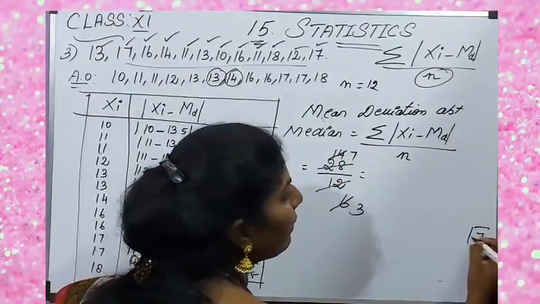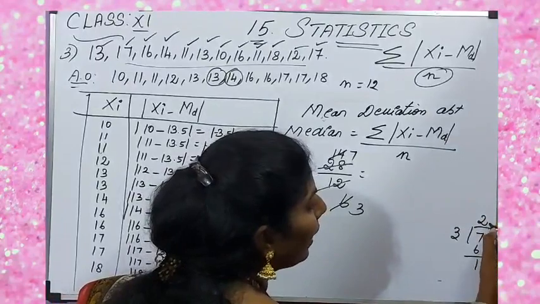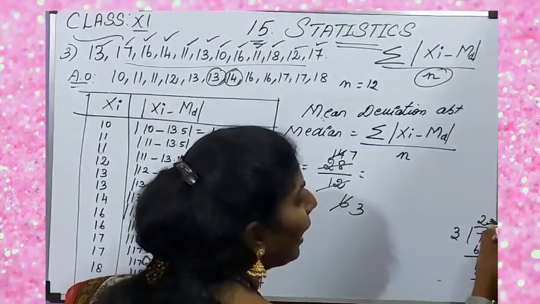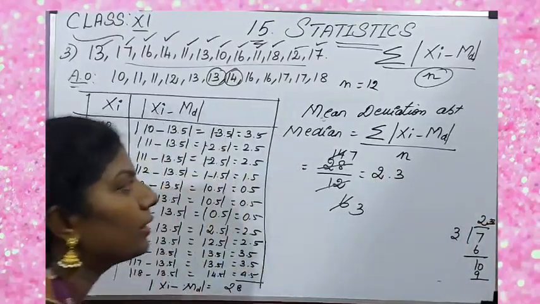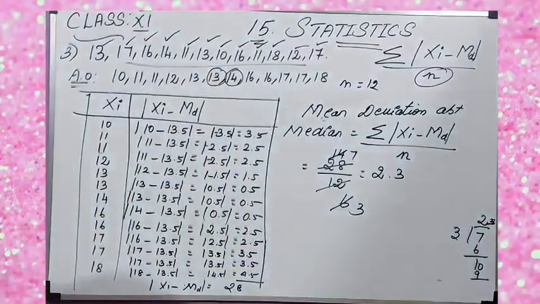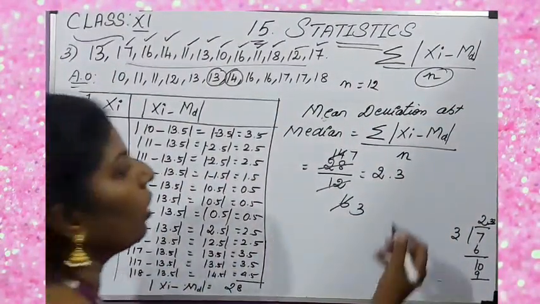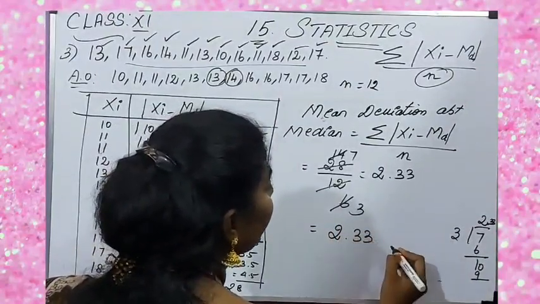So 7 divided by 3. 3 twos are 6, balance 1. 3 threes are 9 and it goes on, 2.333, it goes on. Therefore the mean deviation about the median is 2.333, it goes on. Therefore the value is 2.3333.